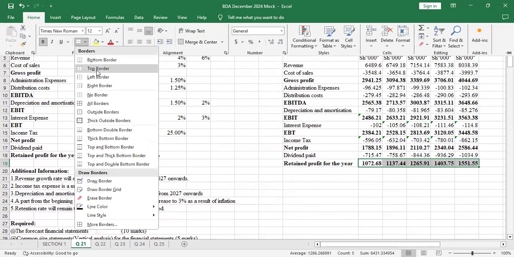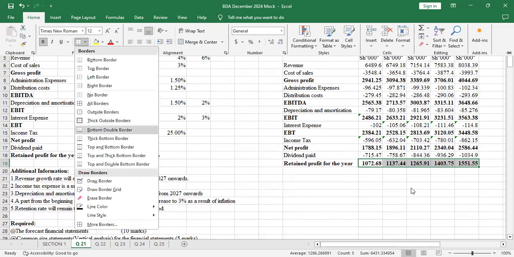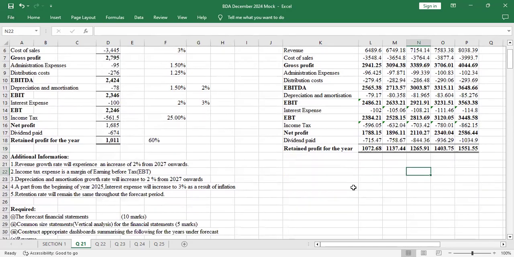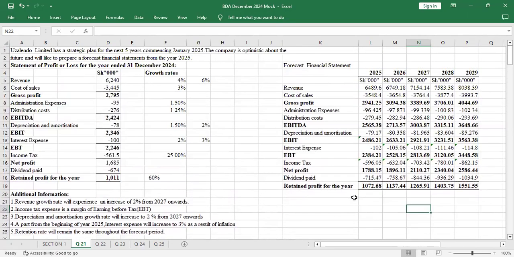And you introduce a top border and a double bottom border to that. So with that we are done with the forecast financial statements. Everything has been captured.